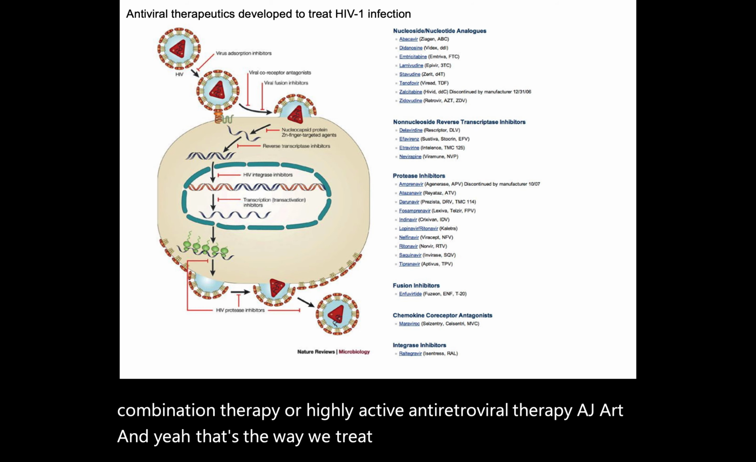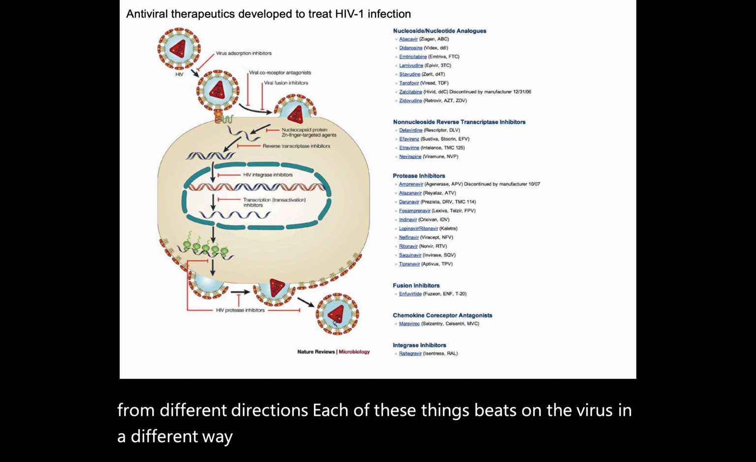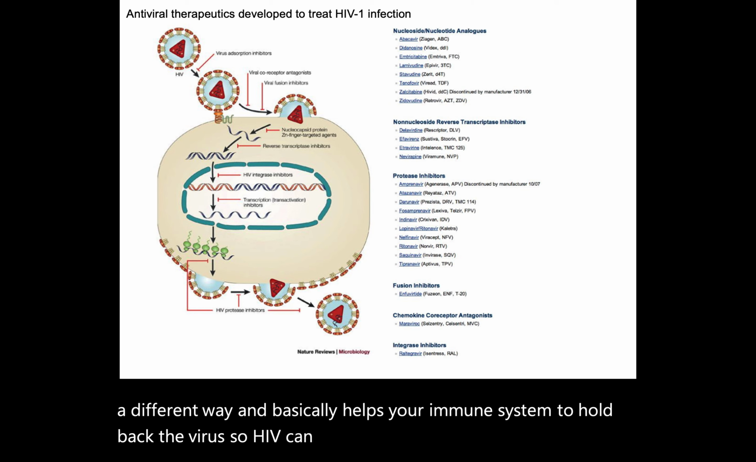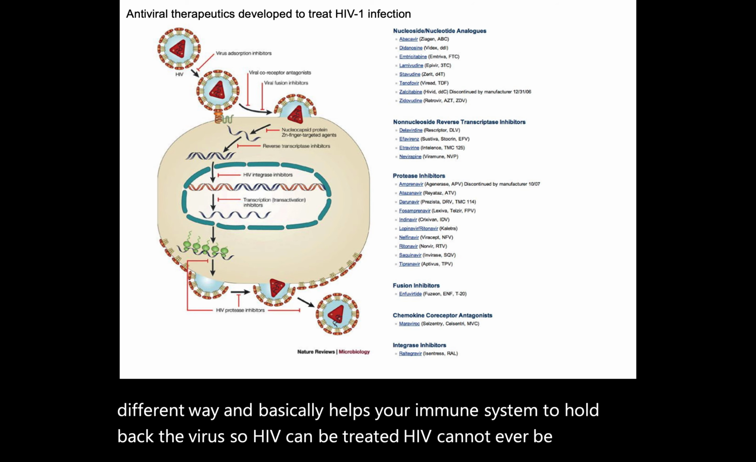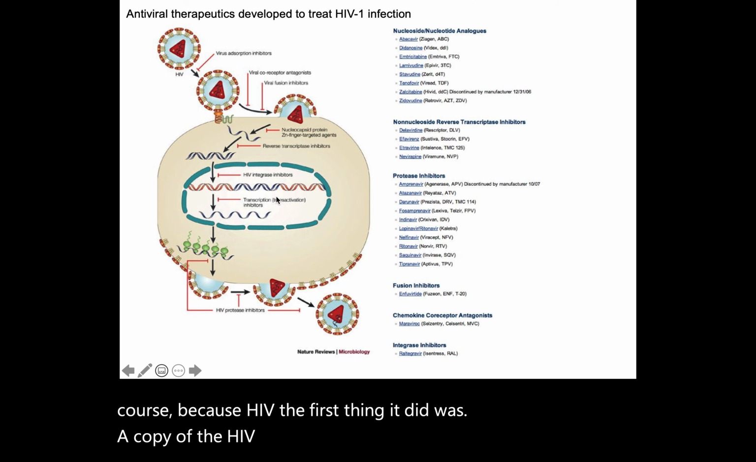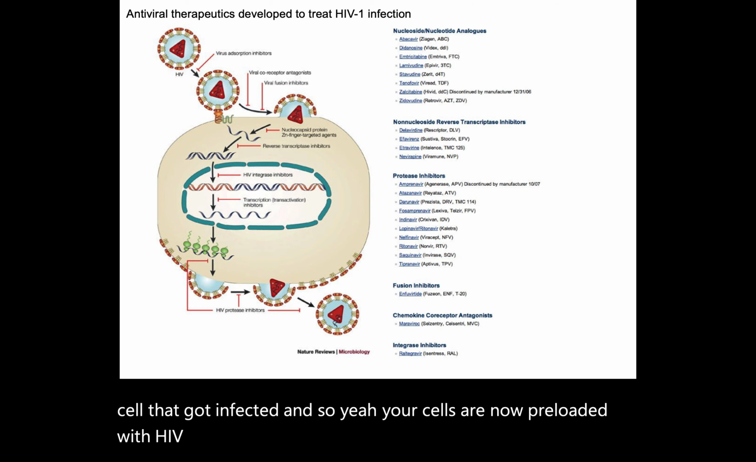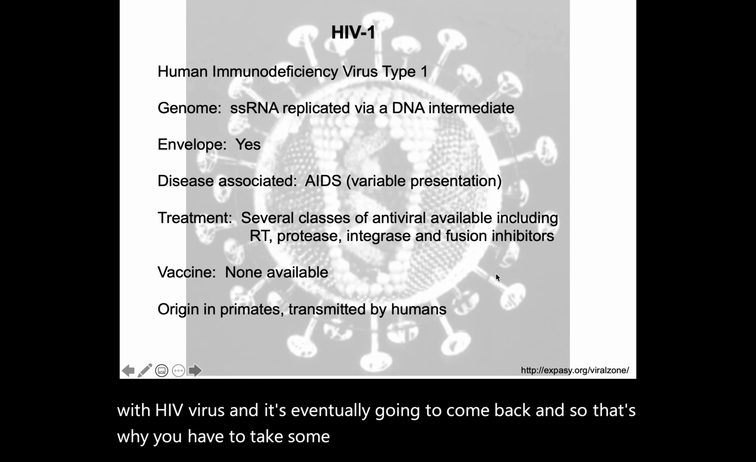Basically, you hold it down from different directions. Each of these things beats on the virus in a different way and basically helps your immune system to hold back the virus. So HIV can be treated. HIV cannot ever be cured, of course, because the first thing HIV did was put a copy of the HIV genome into the chromosomes of every single cell that got infected. And so, yeah, your cells are now preloaded with HIV virus. And it's eventually going to come back. And so that's why you have to take some drugs like these for the rest of your life.